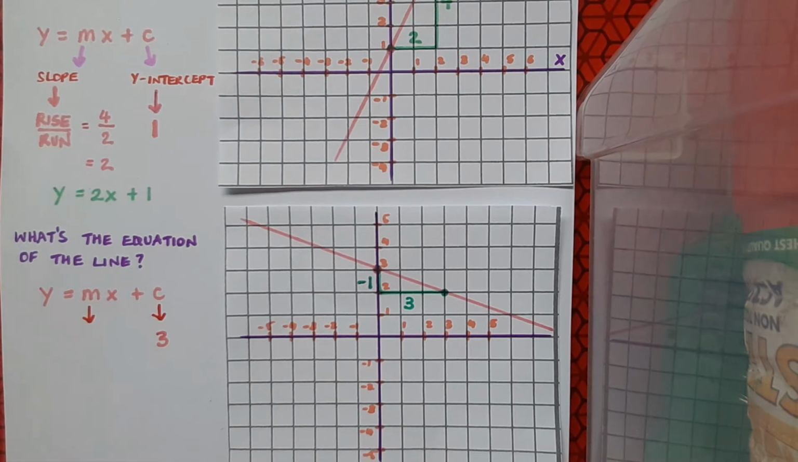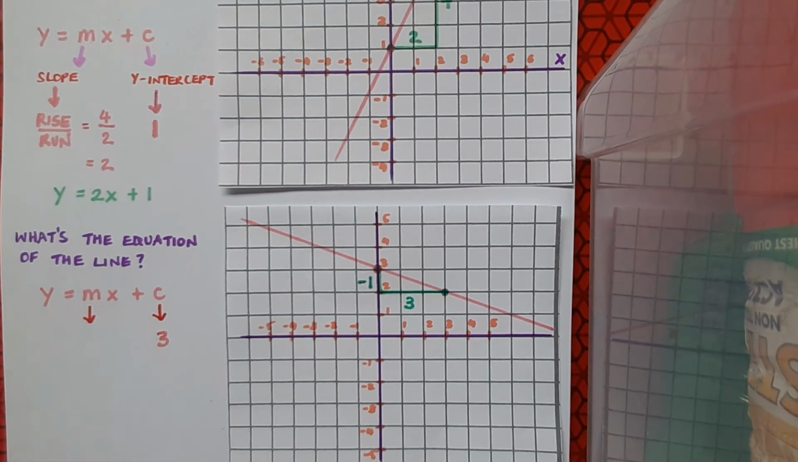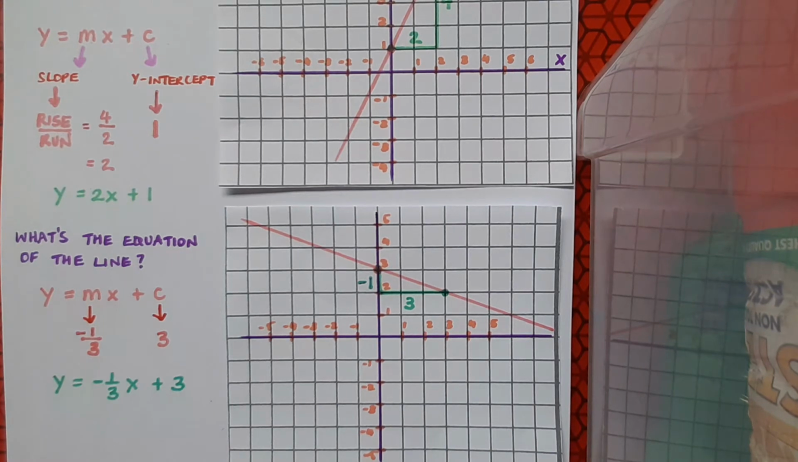So my m, my slope in this case, my rise over run, is -1 over 3. And that's absolutely fine to have it as a fraction, that's no problem. So now I'll write the equation of my line, and I can write it as y equals -1/3 x plus 3.